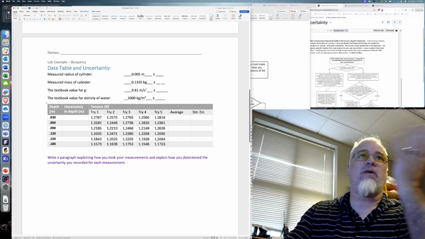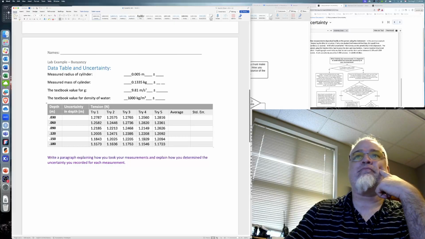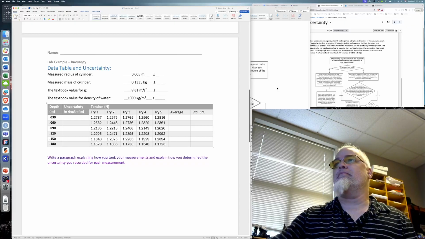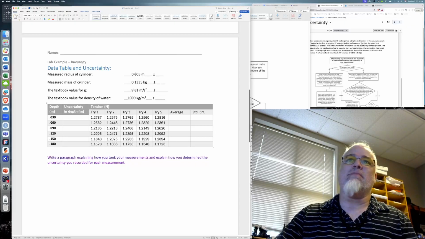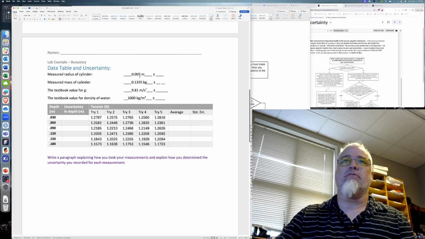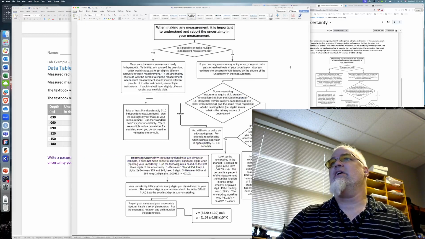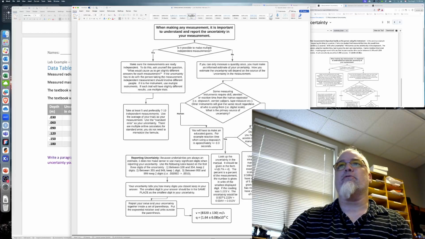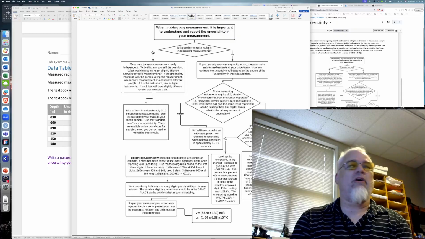We were trying to measure the radius of the cylinder. So we would do that with a meter stick. And let's say we measured the radius of the cylinder to be 5 millimeters. That would be 0.005 meters. And if we did that with a meter stick, we would go through this flowchart to decide what uncertainty we should use.